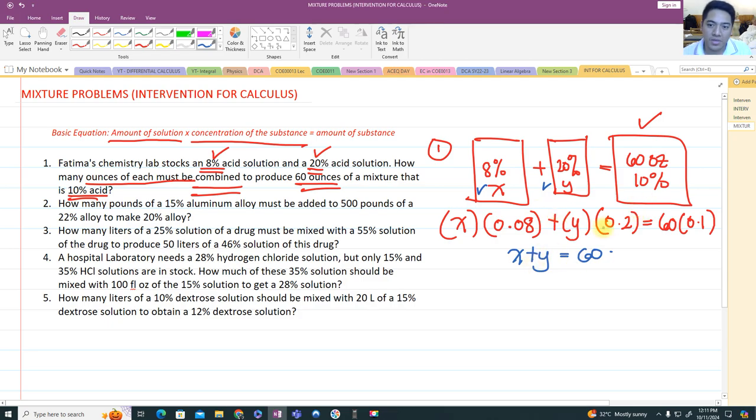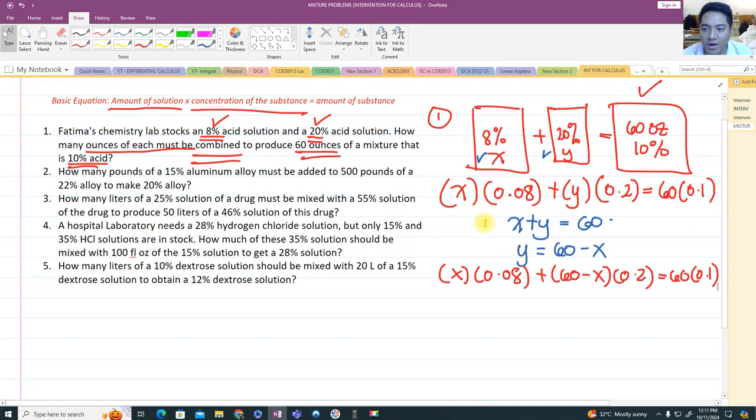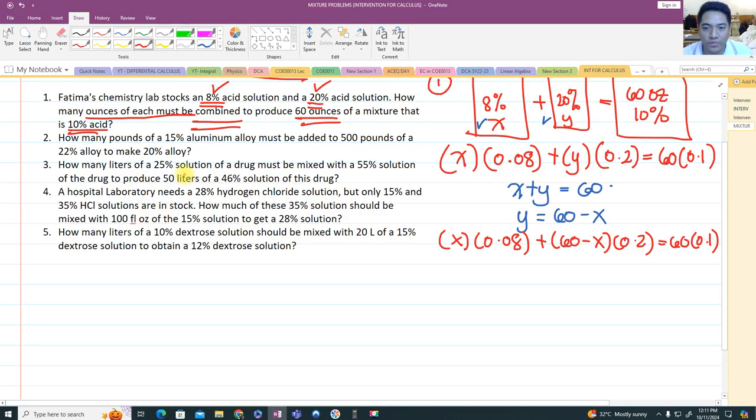It's logical because the amount of x plus the amount of y should equal the mixture amount, which is 60. So I'm going to express this in terms of y: y equals 60 minus x. I'm going to substitute it for y here so I can get x. Going back to the first equation, you have x times 0.08 plus 60 minus x times 0.2 equals 60 times 0.1. Then solve for x, and then we solve for y.